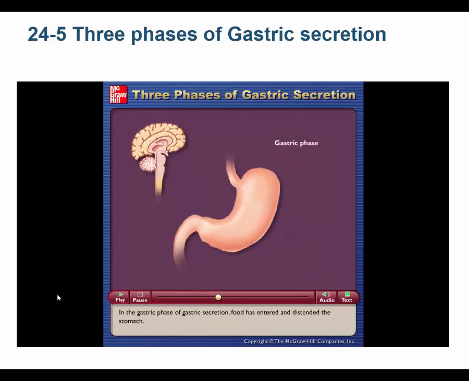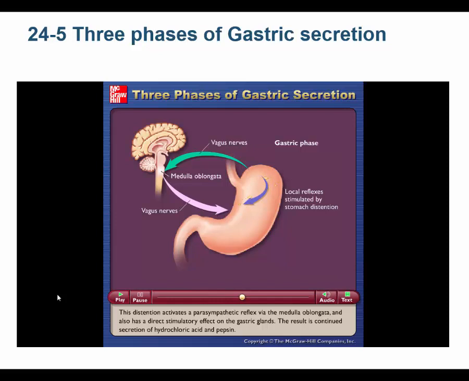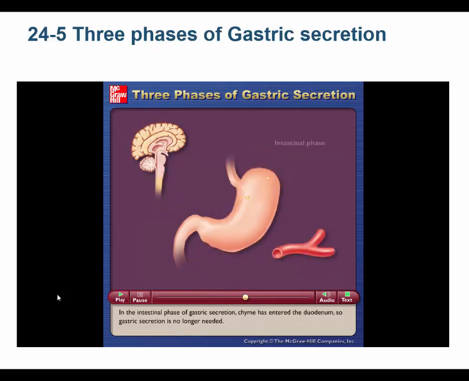In the gastric phase of gastric secretion, food has entered and distended the stomach. This distension activates a parasympathetic reflex via the medulla oblongata and also has a direct stimulatory effect on the gastric glands. The result is continued secretion of hydrochloric acid and pepsin. In the intestinal phase of gastric secretion, chyme has entered the duodenum, so gastric secretion is no longer needed. When the chyme contains lipids from the digestion of fats or contains enough hydrochloric acid to bring its pH below 2, gastric secretion is inhibited.